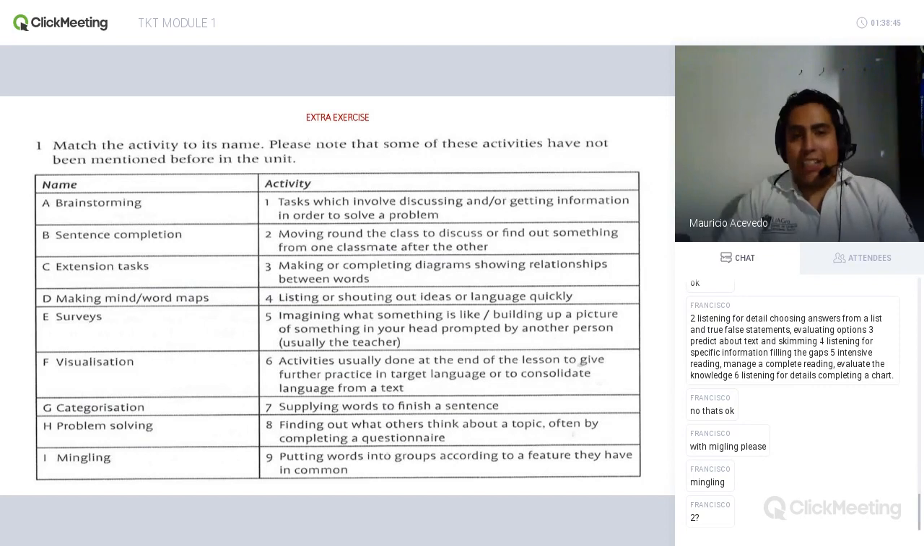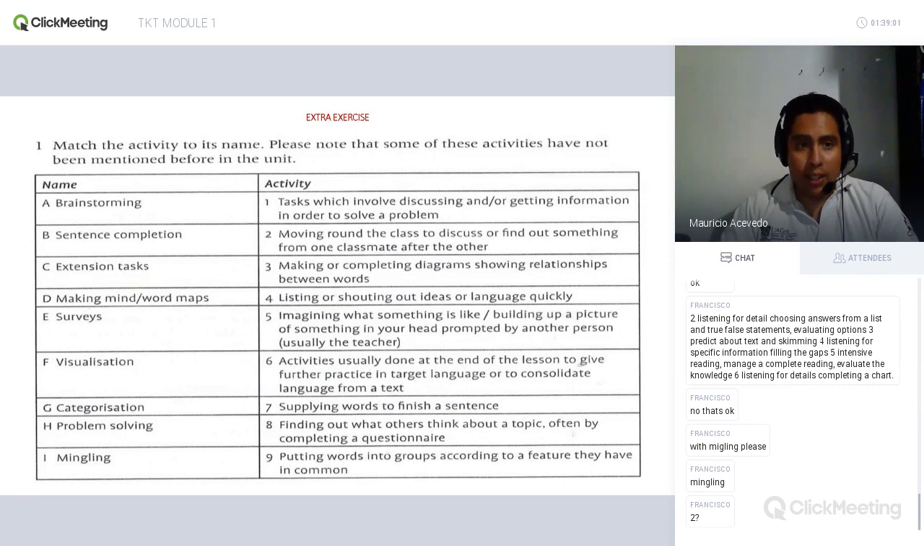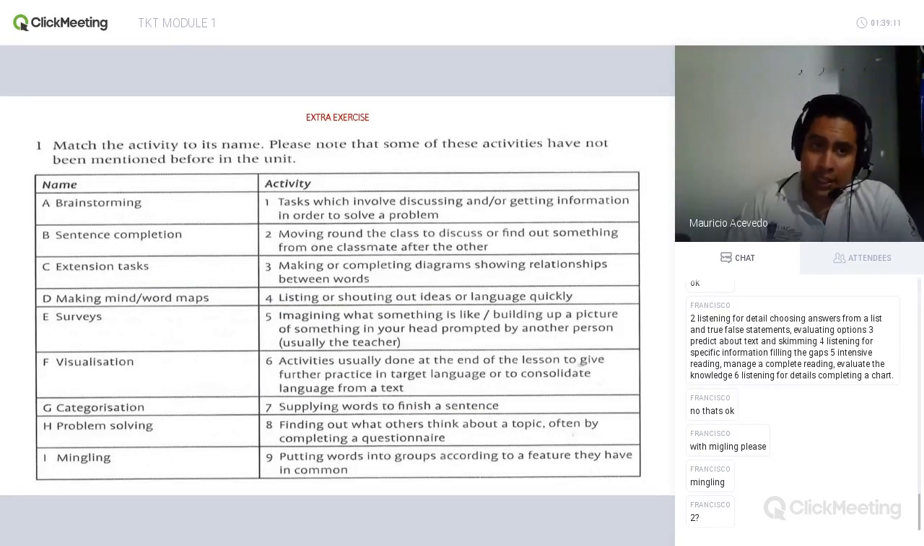Yeah, that's correct. Number two, moving around the class to discover or find out something from one classmate after the other. This is called mingling. Very nice. Now, it's your turn, Francisco, to look at the others. Try to guess. You can use the internet if you want to. If you don't understand the name of an activity, and if you don't use it, that's perfect. But if you require, you can have some help.